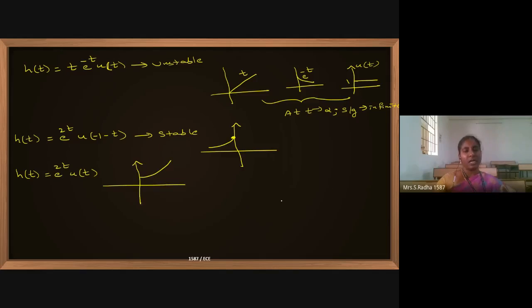How to analyze all this? I will tell you. This is e power 2t u of t. As t approaches infinity, this goes to infinity, so this is an unstable system, because as t approaches infinity the signal goes to infinity. How to evaluate all this?